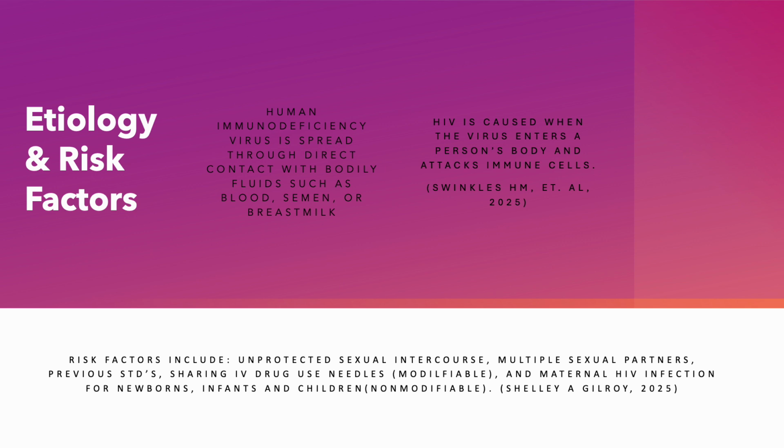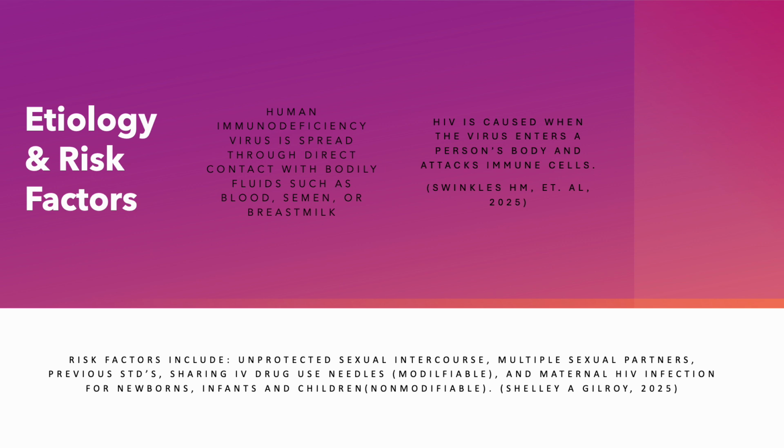HIV is caused when the virus enters a person's body and attacks the immune cells. So we have CD4 and T cells. Those are our immune response cells, and that is what the HIV, the retrovirus, is attacking. The body is more susceptible to other infections and is less protected because these cells are being damaged. When left untreated, HIV progresses into AIDS.